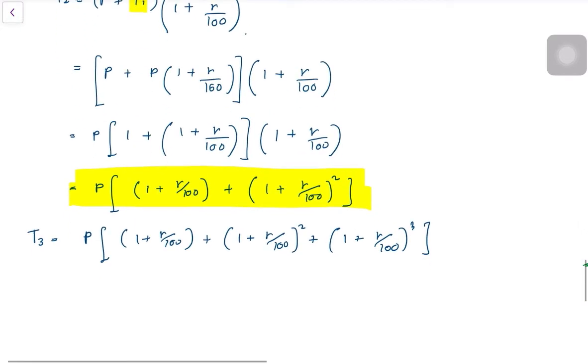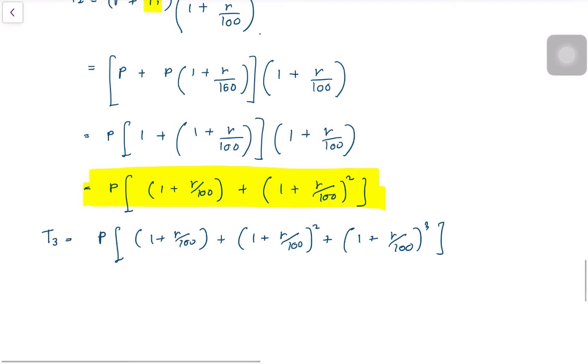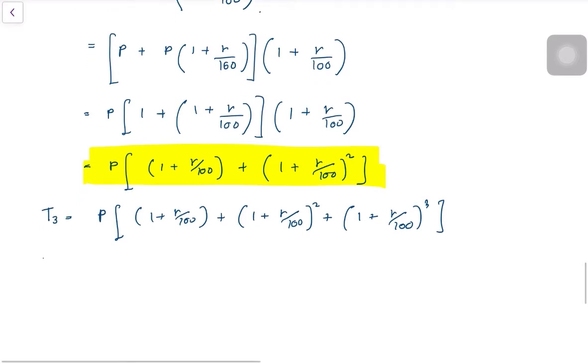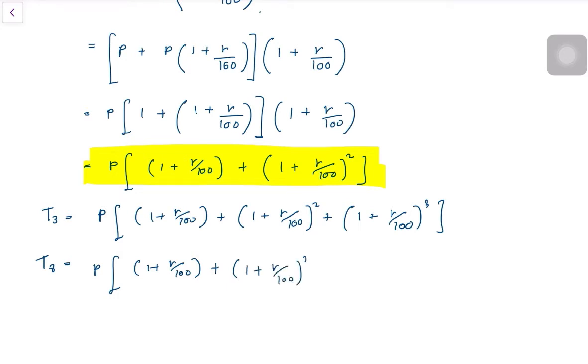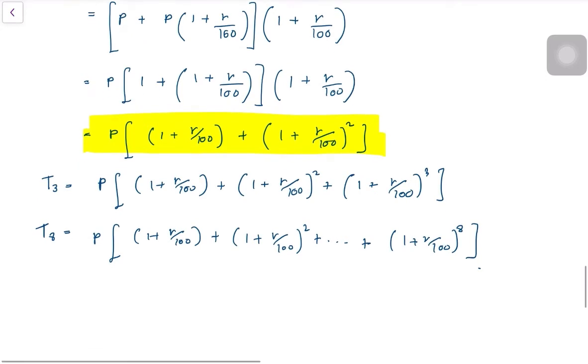So since we know that until the third term we should have this one, therefore we can predict also for term 8 as having 1 plus r over 100, plus 1 plus r over 100 squared, plus until we should have the last term as 1 plus r over 100 to the power of 8. Okay, so now we may see that this is actually our geometric series.